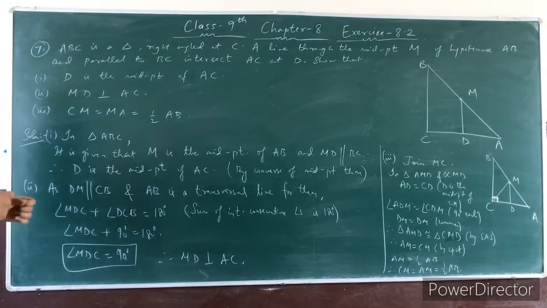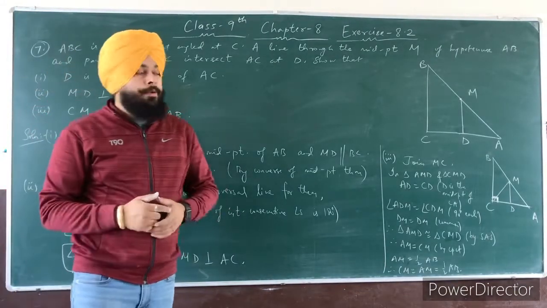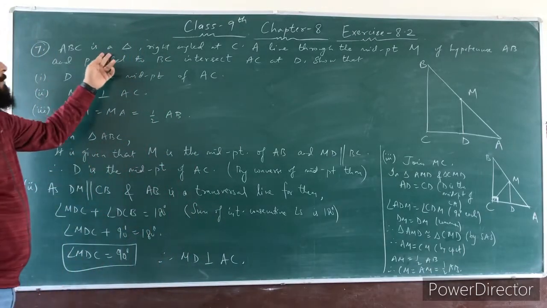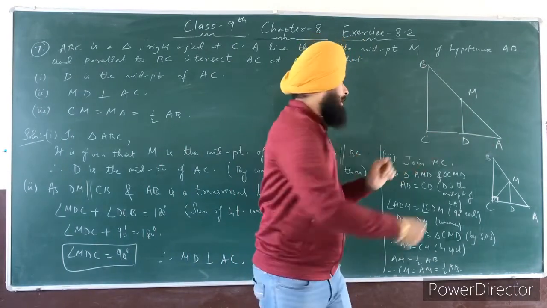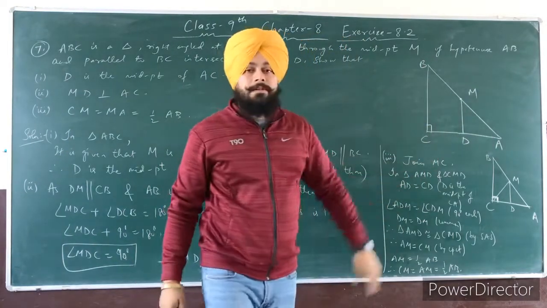This is your last question, number 7 of exercise 8.2. The question is: ABC is a triangle right angled at C. It means angle C measures 90 degrees.